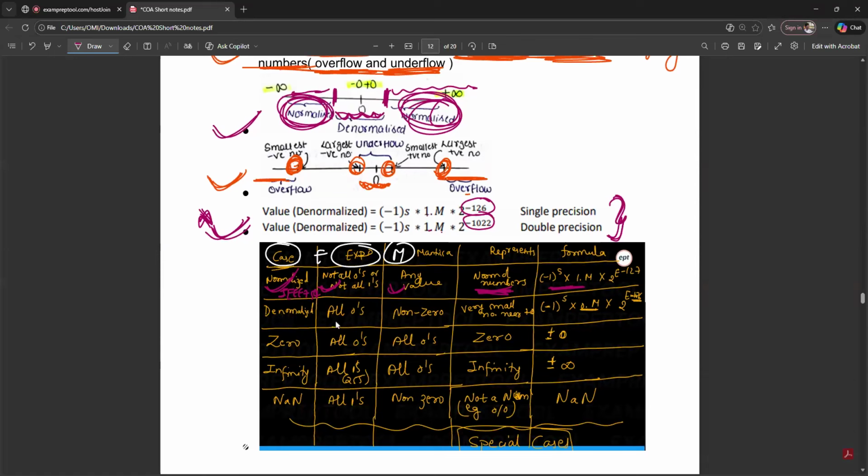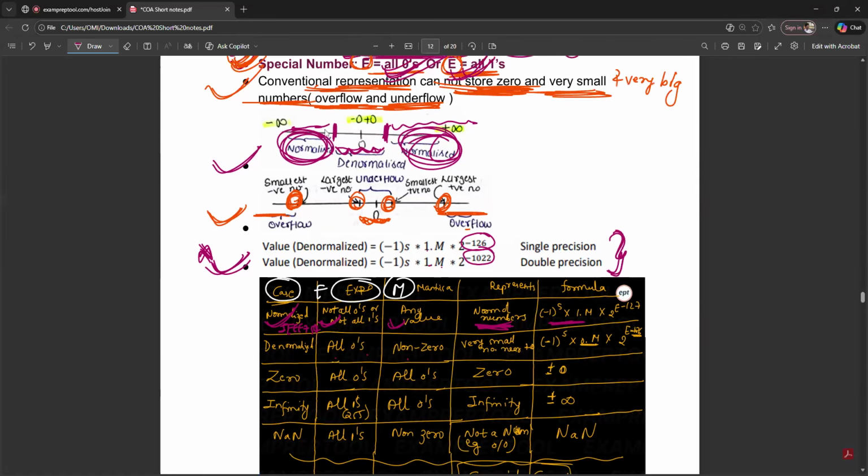What is denormalized? Denormalized is exponent all zeros, the mantissa can be non-zero, and it represents a very small number near zero. See here, I have told you what a denormalized number is: a very small number near zero. And this is the value for it, like for single precision.